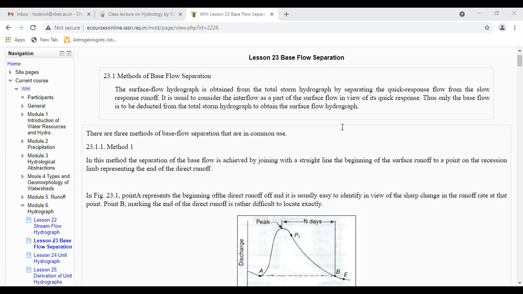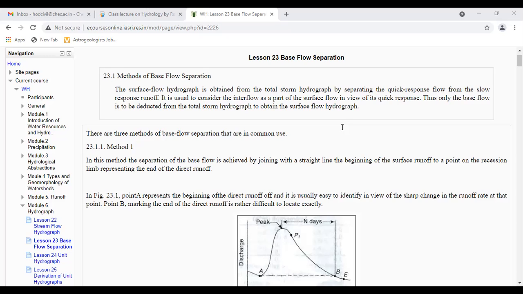Method one. In this method, the separation of the base flow is achieved by joining with a straight line the beginning of the surface runoff to a point on the recession limb representing the end of the direct runoff.